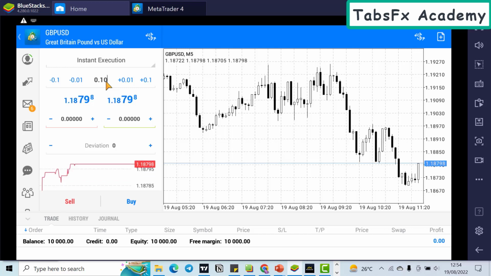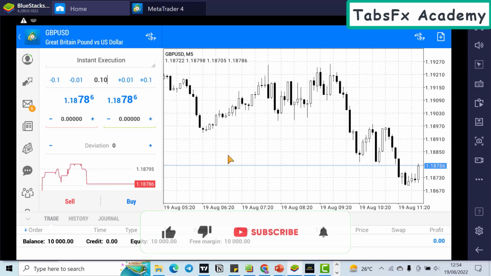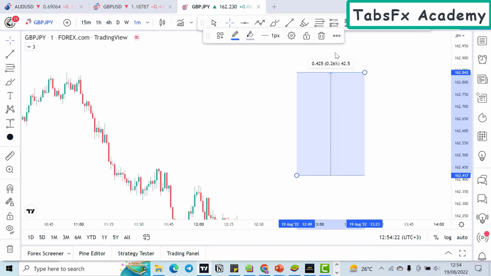Lot size. Now, what is the value of each pip movement in a given lot size? Before you place a sell or buy, you need to know the value of each pip given the lot size. Let me take you to this TradingView and then do some typing in there.